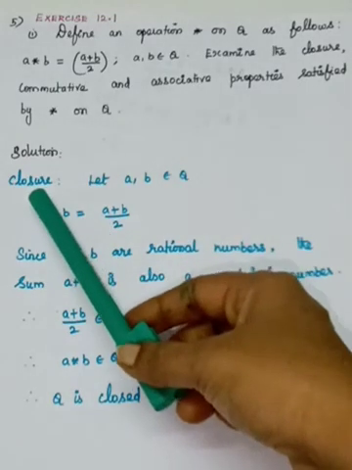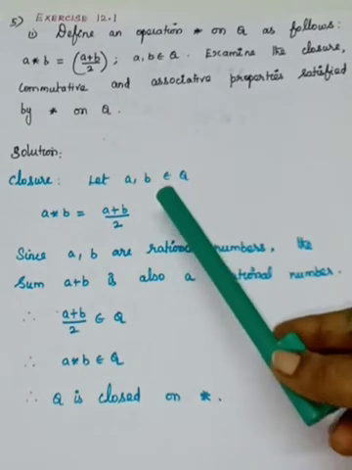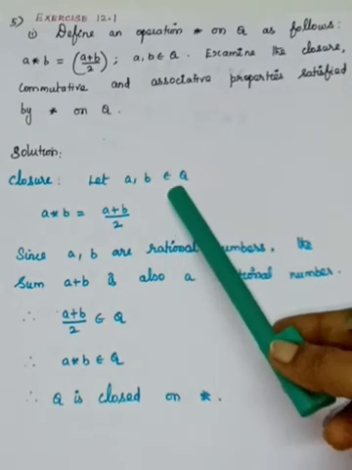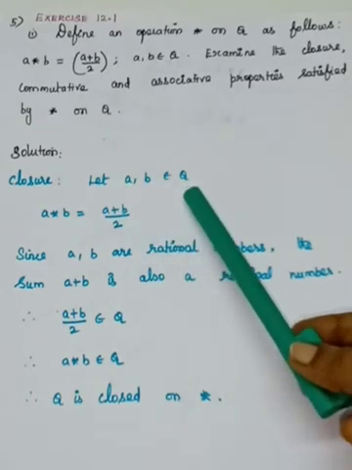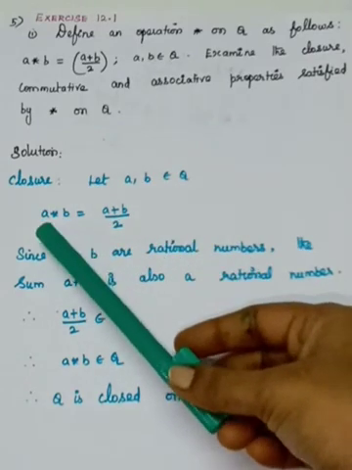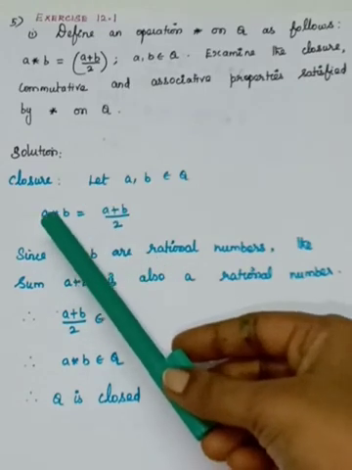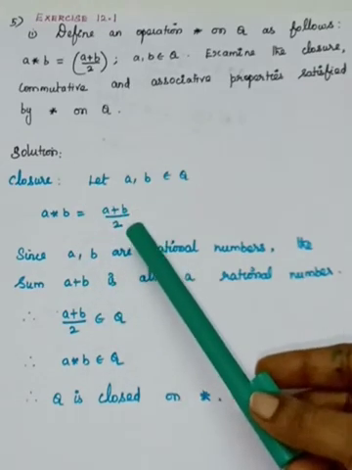So I'll go for the closure. For that I have taken two elements from the set. What is the set? It is the rational number set. So let A, B belong to Q. Then I'm going to apply the operation. What is the operation? Asterisk. So what is the asterisk between A and B? It is nothing but (A plus B) by 2.